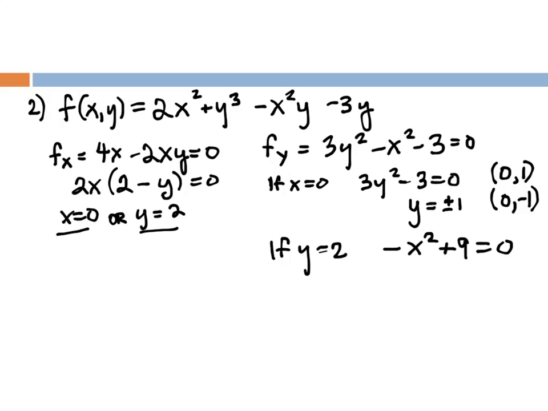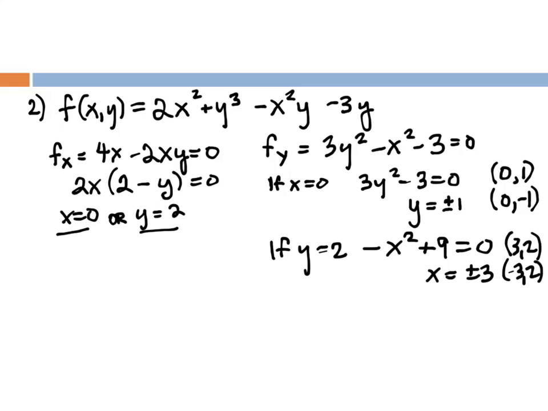So what would x have to be? Positive or negative 3. And this then gives me 2 other points that I need to test as well, right? I've got (3, 2) and (negative 3, 2). So I have 4 critical points in this problem to test, and they aren't quite as straightforward as the last one, in the sense that I can just plug in and say, well, the other one's going to happen the same way. So we have to be a little bit more careful with them.